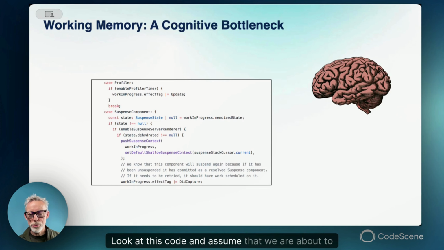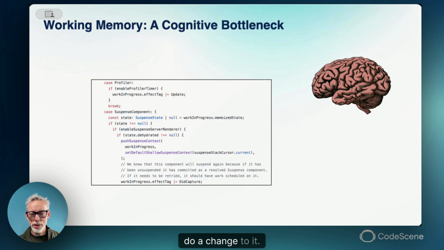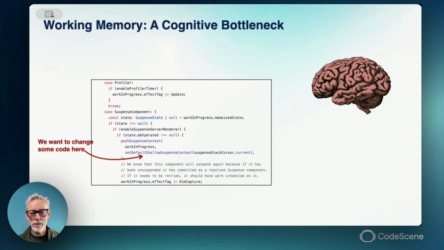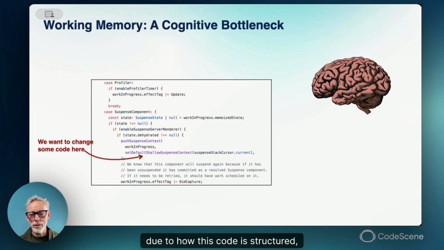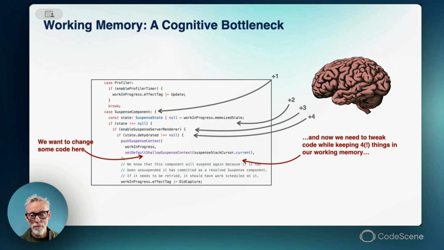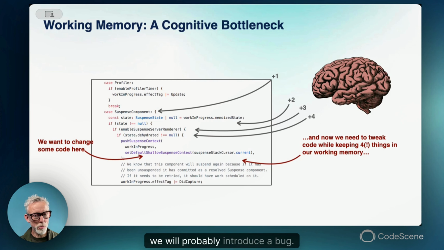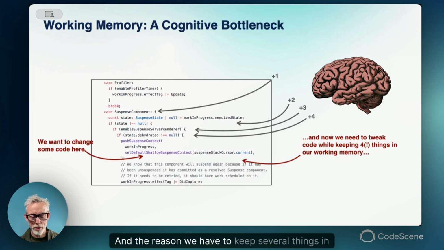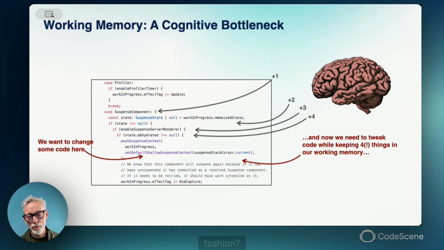Look at this code and assume that we are about to do a change to it. Add a feature, fix a bug, something like that, on a line inside this code. What would that mean? Well, as it turns out, due to how this code is structured, there are several things we have to keep in the back of our head while doing that change. If not, we will probably introduce a bug. And the reason we have to keep several things in the back of our head is due to how this code is structured. So, could this code be written in a simpler fashion?